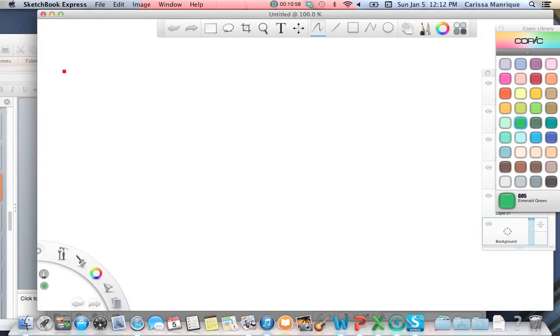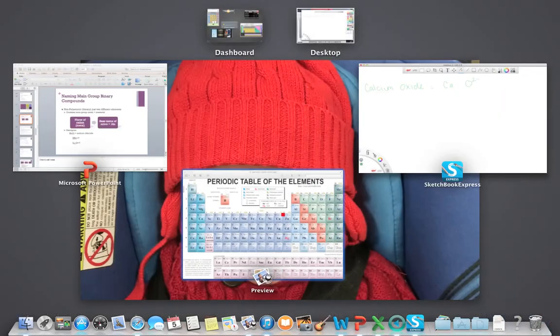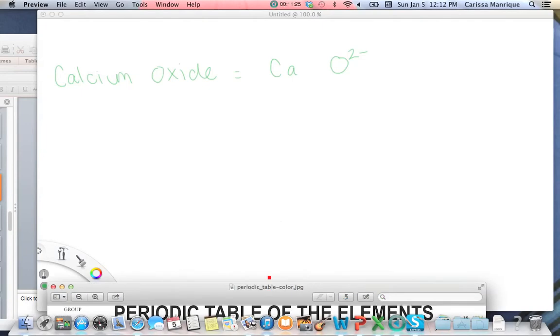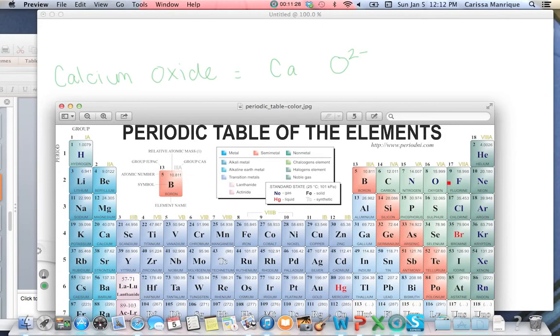Okay, let's look at calcium oxide. Now let's write calcium oxide. We've done oxygen a few times now. Oxygen has a 2 minus charge, or you can say minus 2 if you want. Now let's look at calcium here on the periodic table. It has a 2 plus charge because it's in group 2.